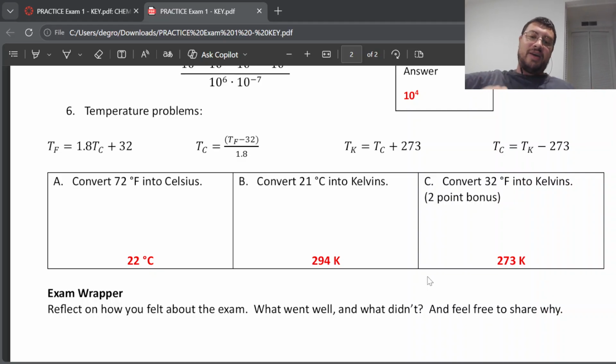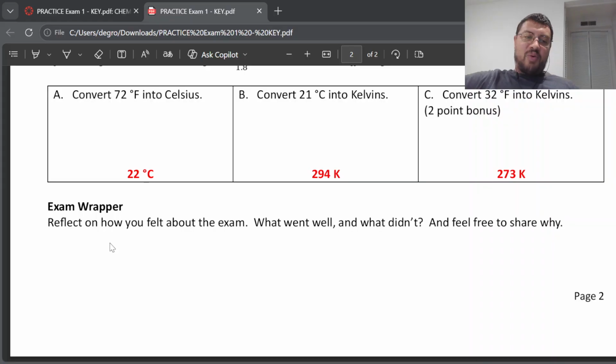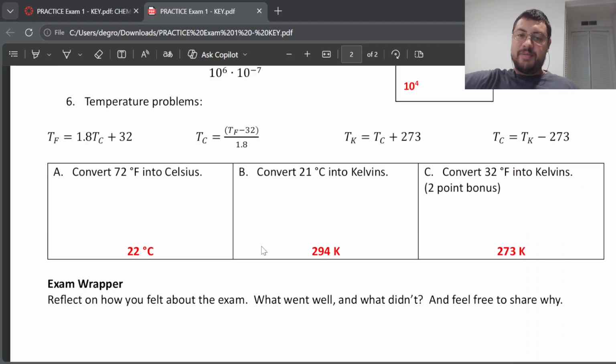But if you didn't understand it, just email me or find me. I don't have it worth any points this time. Maybe I'll have it worth 1 or 2 points in the future. I don't know. But exam wrapper, just a chance to reflect on how the semester is going so far and how you felt about the exam.